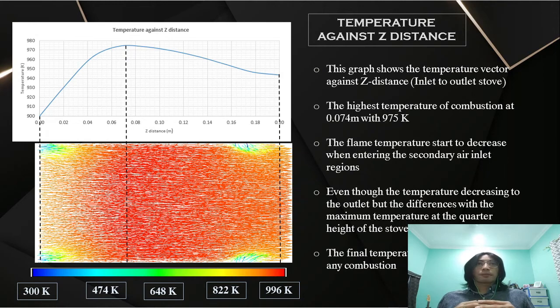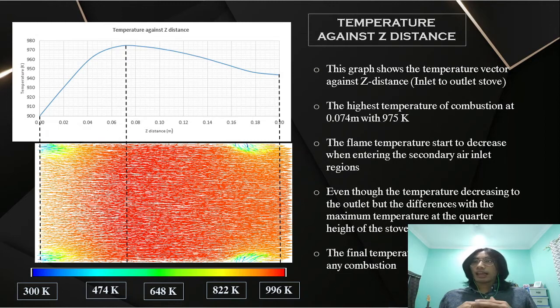The highest temperature of combustion is at 0.074 meter with 975 Kelvin. So the flame temperature starts to decrease when entering the secondary air inlet regions, as you all can see from the deep red color at the middle of the stove. You can see that it turns to orange as it enters the secondary air inlet regions. Even though the temperature decreases toward the outlet, the difference from the maximum temperature at the quarter height of the stove is only 30 Kelvin.